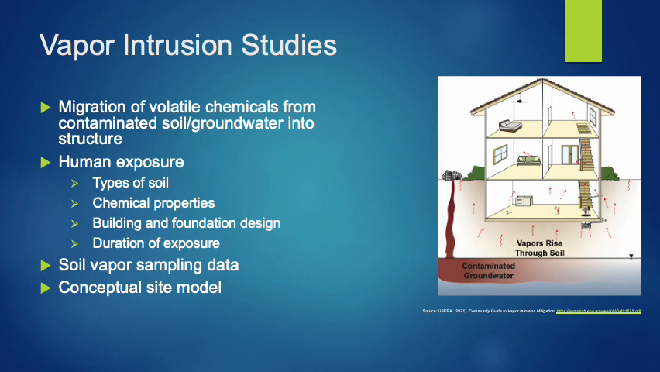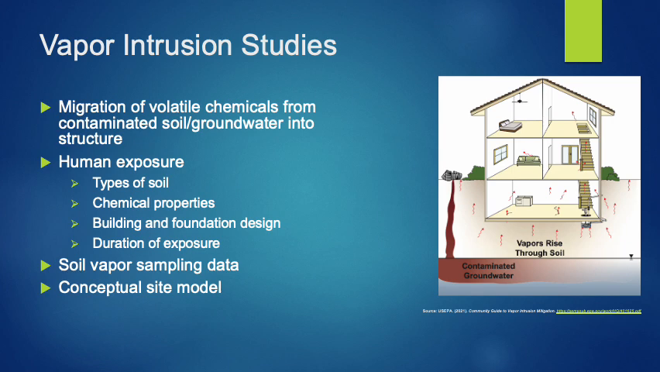Soil and groundwater studies remain key to Phase 2 site assessment, but in the past couple decades, vapor intrusion studies have become increasingly important. With vapor intrusion, volatile chemicals migrate from contaminated soil or groundwater into structures where they may pose a health risk to occupants.